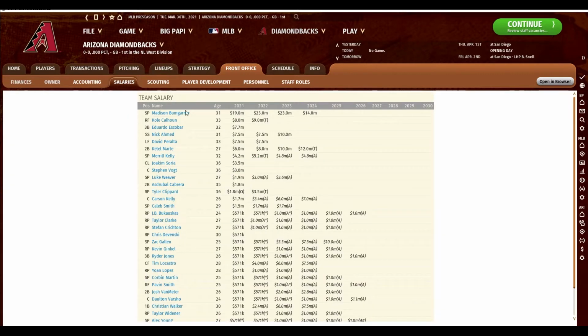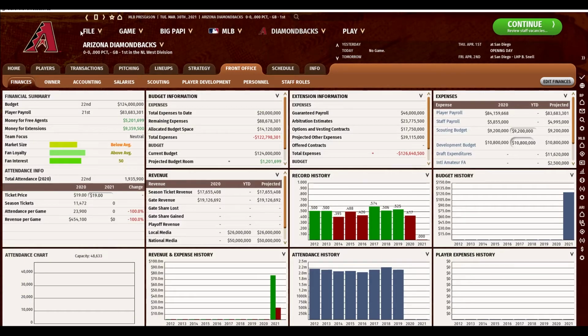A lot of this obviously is going to have to do with, if you're looking to tear down and rebuild, the strategies I'm going to give you here are sort of the ways to do it. If you're a big market team and you don't really need to tear down, you can skip some of these steps. But the first thing I always do is I increase my scouting and development budgets. Actually, let's just look at everything first.